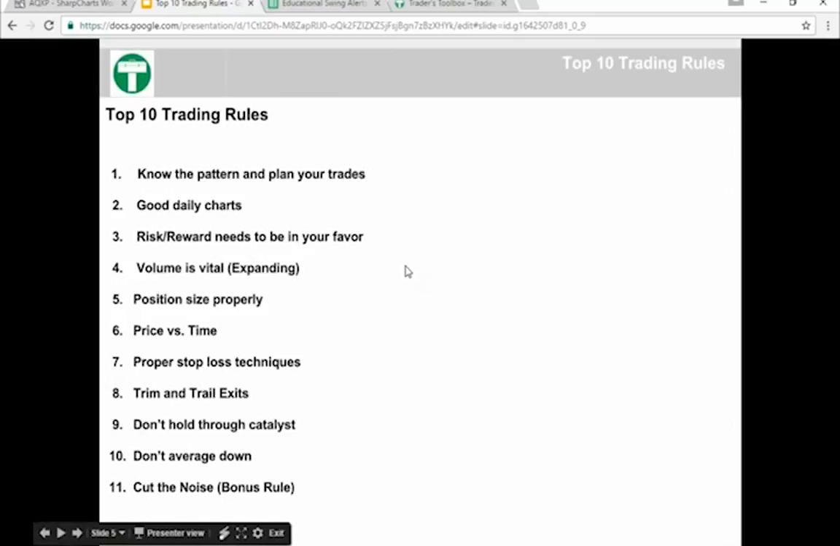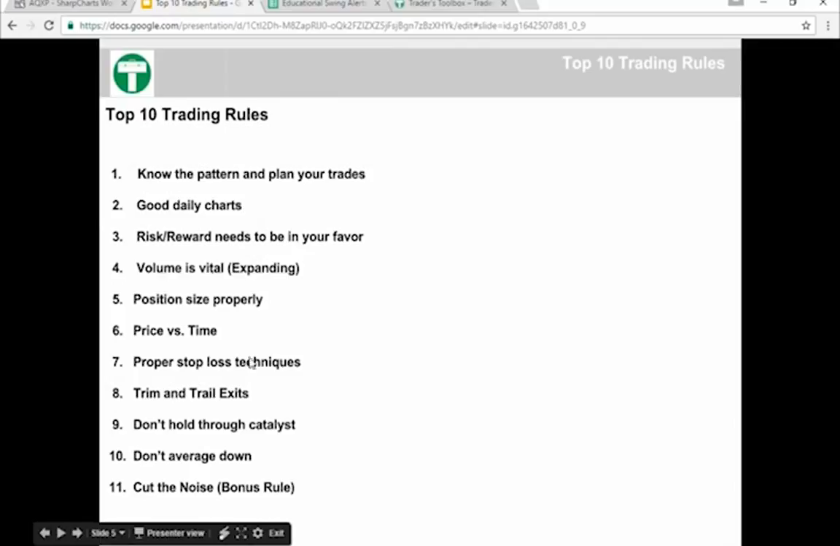Number 2, stick to good daily charts. Okay, so over the years, as you become familiar with what your trades are, you'll become familiar with what types of patterns are out there and what types of patterns suit you. I like to just follow charts that have obvious resistance, obvious support, and trade with those parameters. Okay, so that's the main thing.